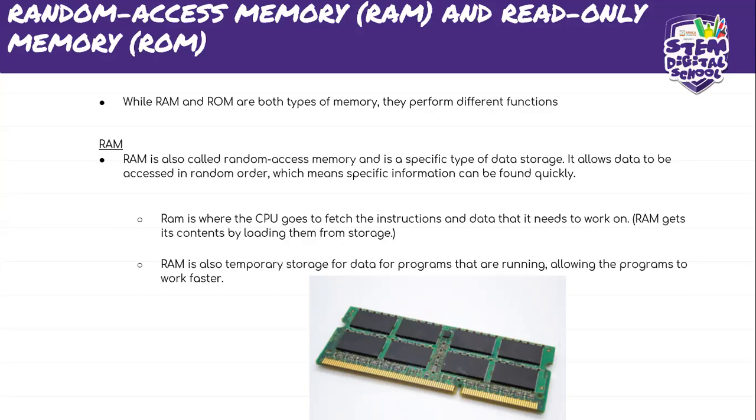RAM is where the CPU goes to fetch the instructions and data that it needs to work on. So the role of the RAM is to hold this data and these instructions. When you are working on something, RAM will hold those instructions and data of programs that you are using, for the CPU to come and fetch. But once the computer is turned off, this data gets lost.